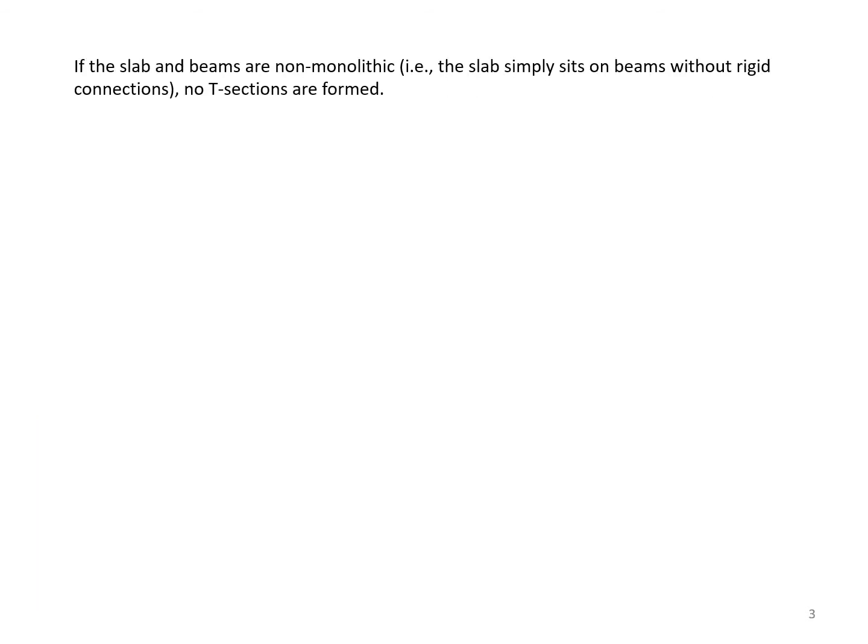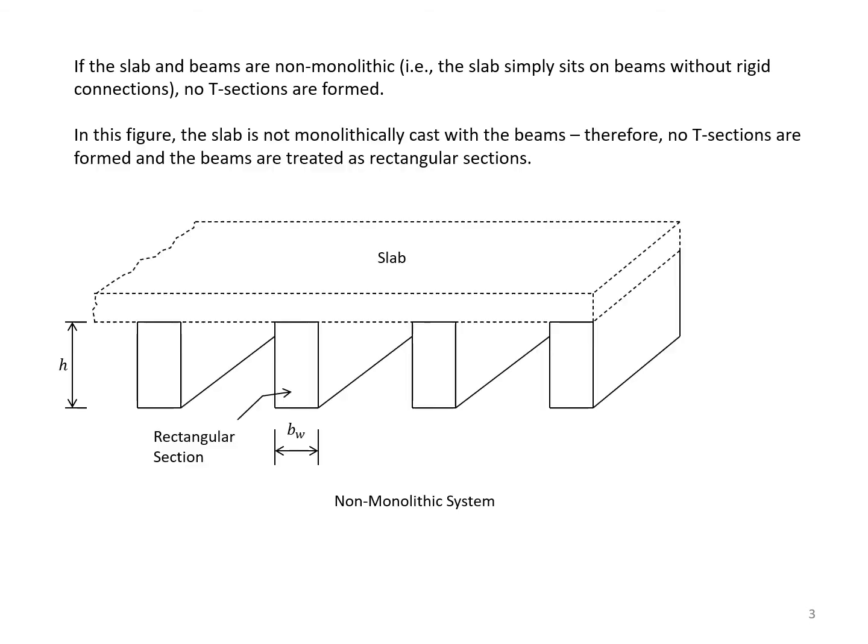If the slab and beams are non-monolithic, in other words, the slab simply sits on beams without rigid connections, no T-sections are formed. In this figure, the slab is not monolithically cast with the beams, therefore no T-sections are formed and the beams are treated as rectangular sections. Please notice that the overall depth of the beam is h, which is only the depth of the rectangular sections. It does not include the thickness of the slab.